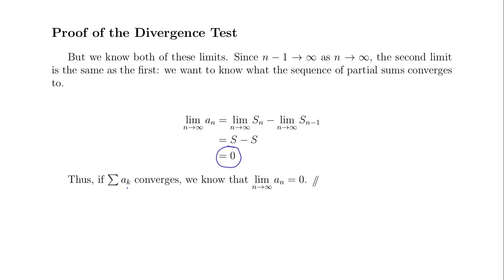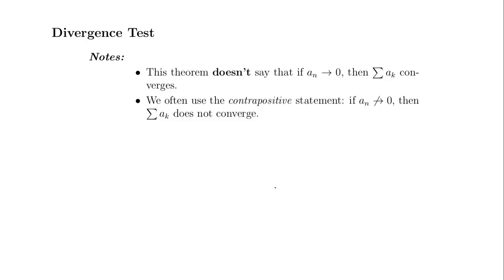So if the series converges, meaning these partial sums actually do approach some real number value s, then we know that the terms in our sequence have to go to 0. A couple of quick notes. Again, this theorem does not say anything about our series converging. A really easy thing that people will mistake is they'll say if the terms go to 0, that means the series converges. That is not necessarily true.